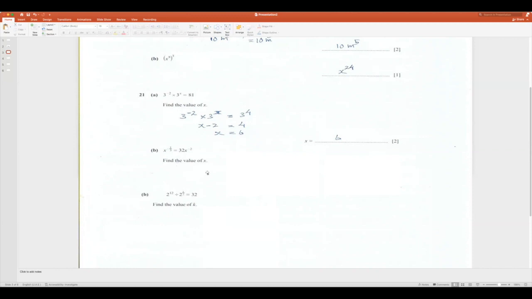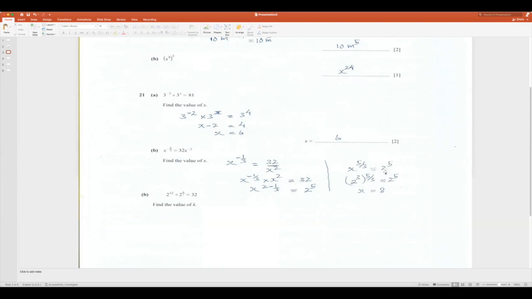x to the power minus 1 over 3, 32, x to the power minus 2. Find the value of x. X to the power minus 2, we have to take the reciprocal to get the plus 2. So we can write this as x to the power minus 1 over 3, 32, this one x to the power 2. Then we can multiply these two. X to the power minus 1 over 3 into x to the power 2 equals 32. 32 we can write as 2 to the power 5. X 2 minus 1/3, this is 6 minus 1, 5. X 5 over 3, 2 to the power 5.